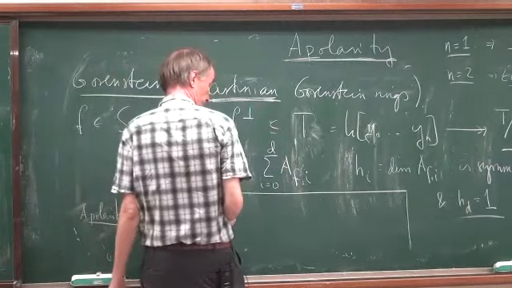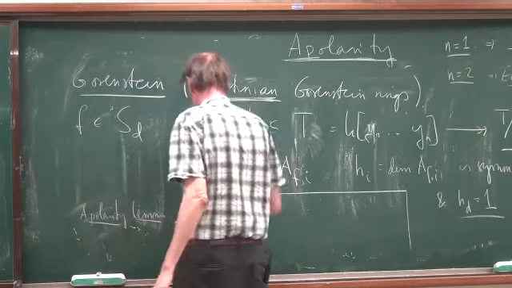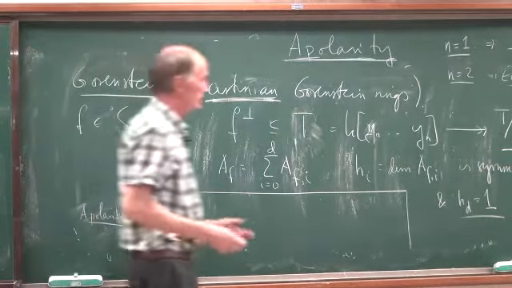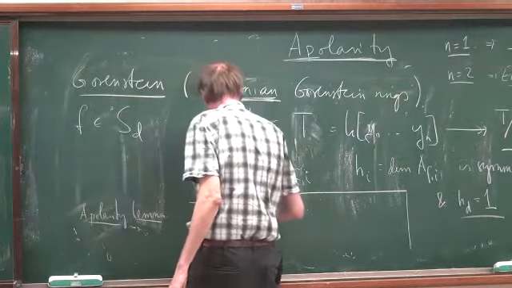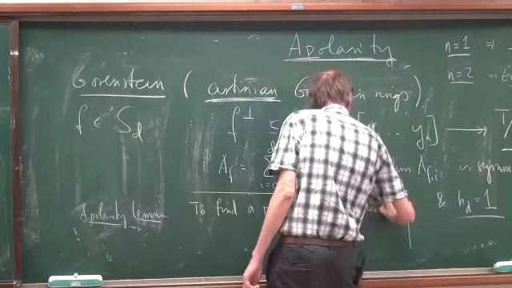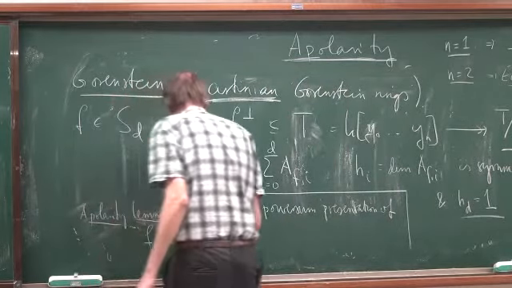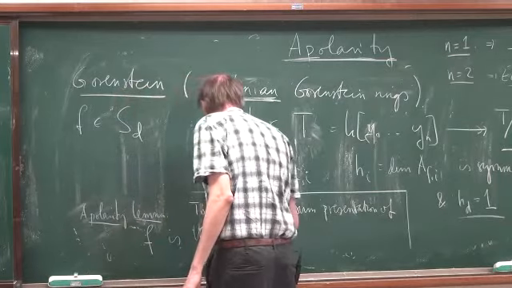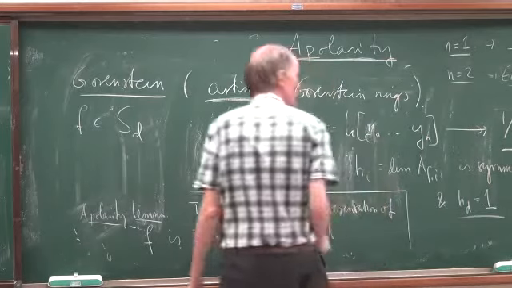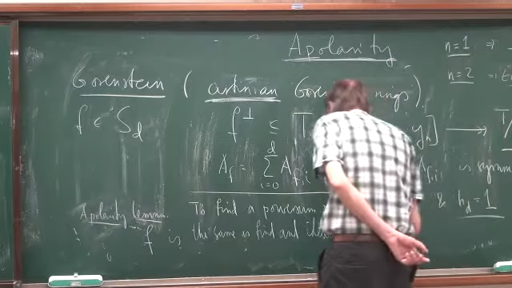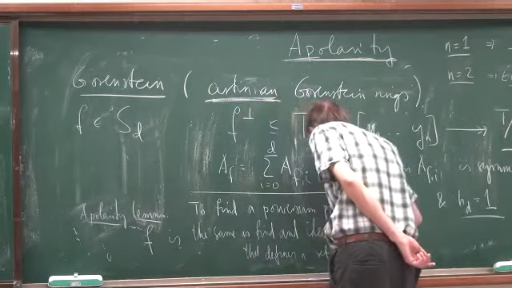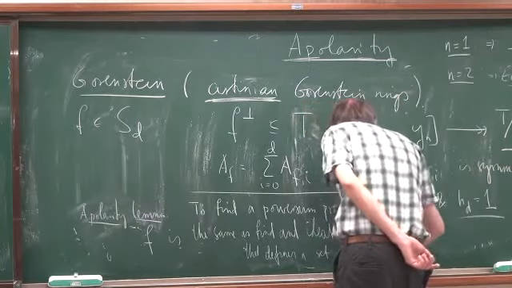Namely that, so to find a power sum presentation of F is the same as finding an ideal in F orthogonal that defines a set of points in Pn.